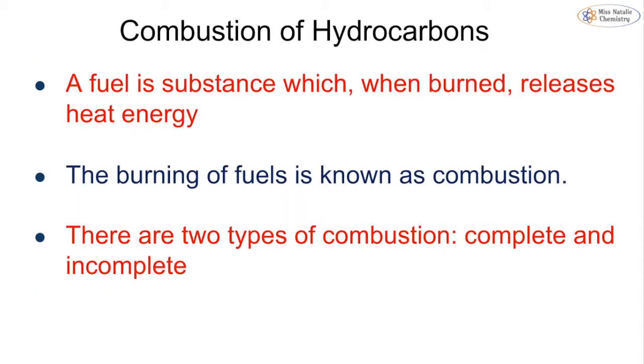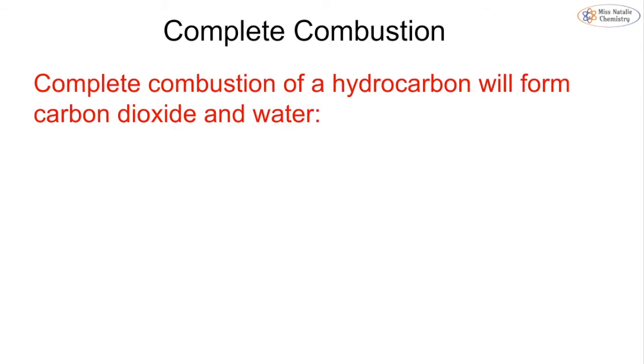So now we're going to talk about the combustion of hydrocarbons, and this was mentioned back in topic 4A, but just as a reminder, we have a fuel which when we burn it is going to release heat energy, and the burning of these fuels is known as combustion. And there are 2 types of combustion. There is complete combustion and incomplete combustion. Complete combustion is when we have excess oxygen, or a plentiful supply of oxygen, meaning we can fully burn each part of the hydrocarbon.